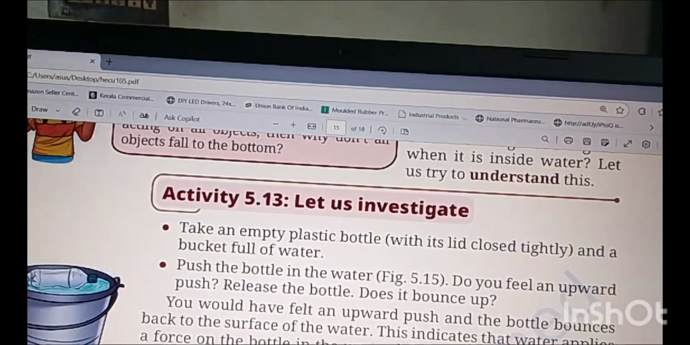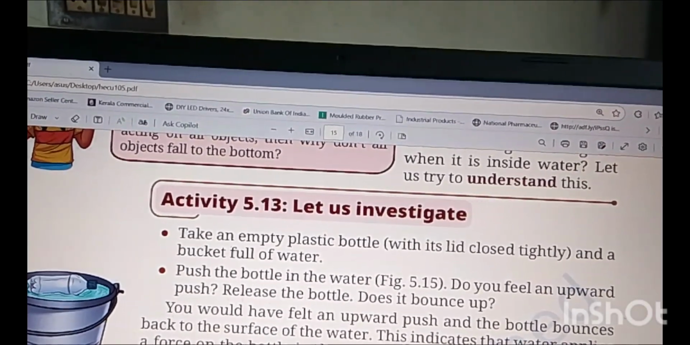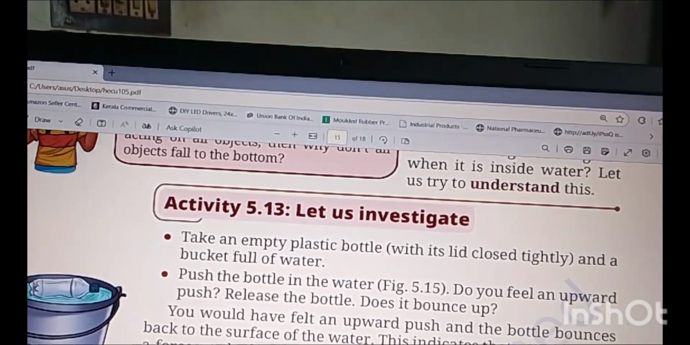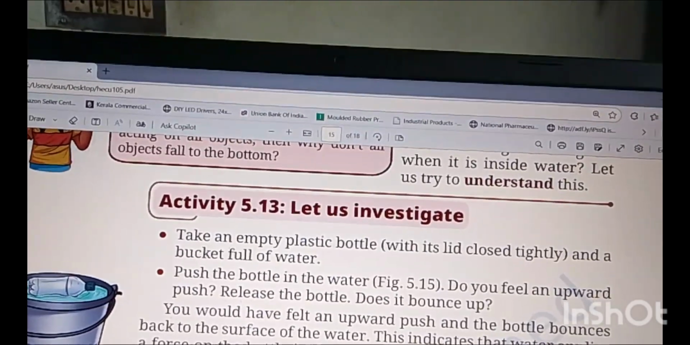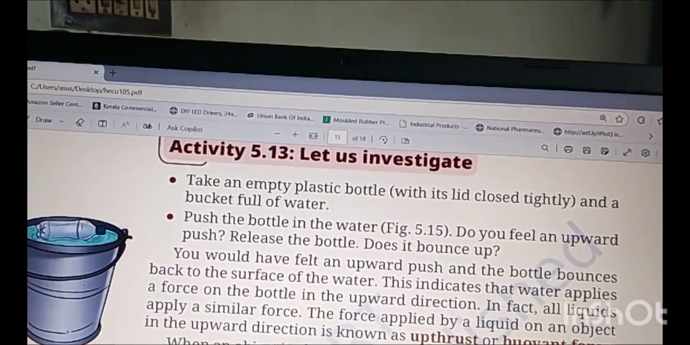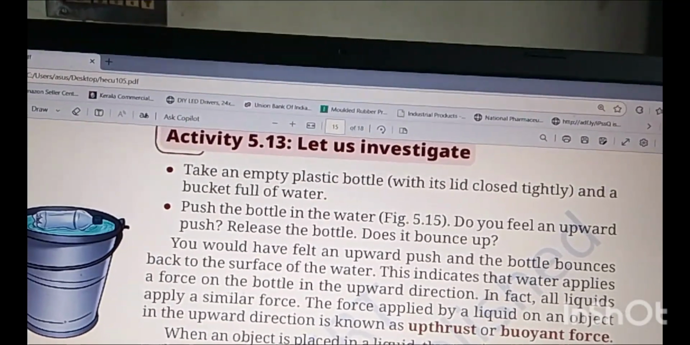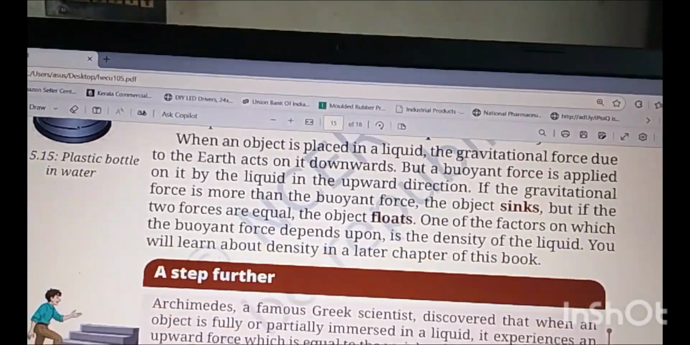If the object's density is greater, it means the upward force or the buoyant force will be lesser, so it sinks to the bottom. This is the case with buoyant force and gravitational force. They are opposite to each other. It all depends upon the density of the object.